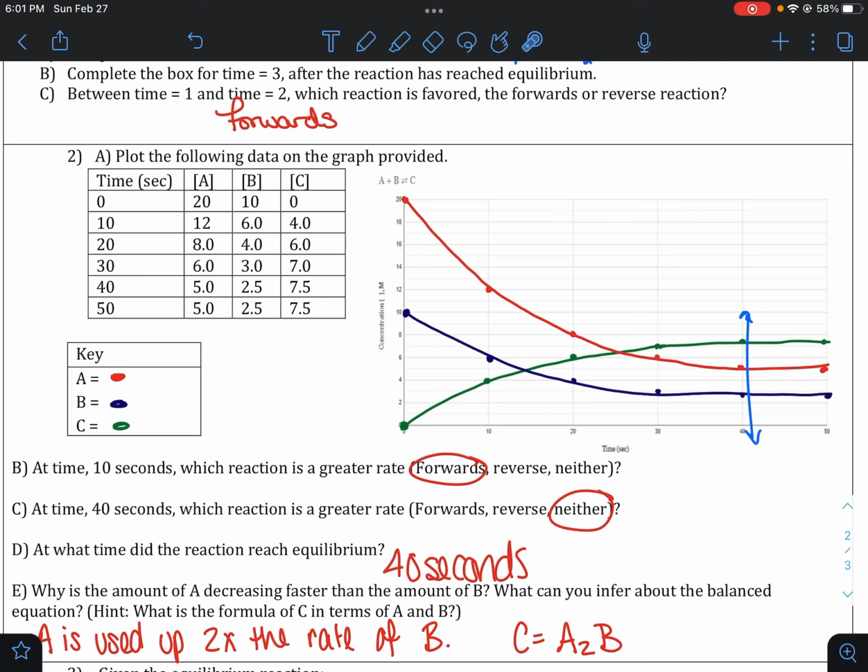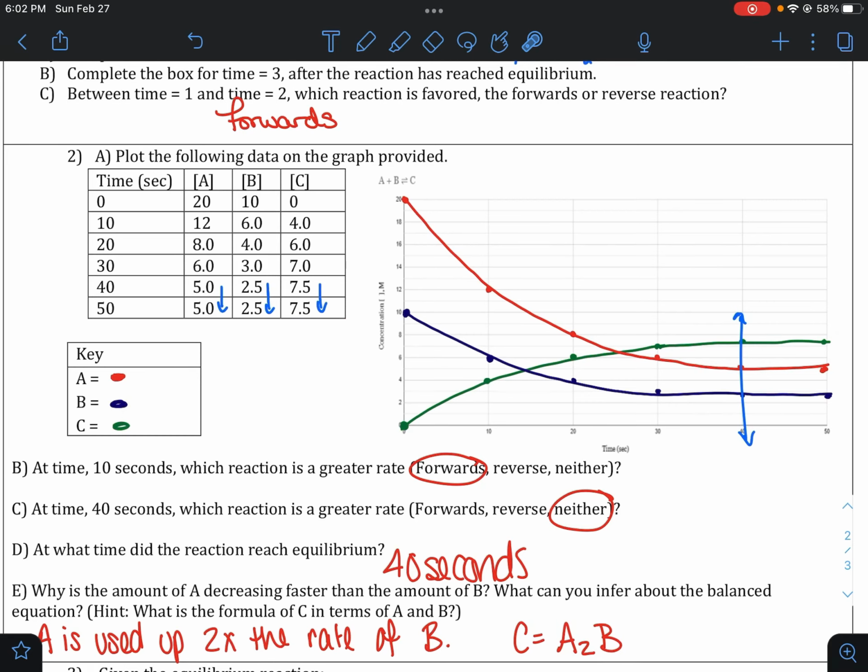The data that we have is that at 40 seconds and beyond, the concentration stays the same. So you can only make the assumption of what you're given. Okay, so equilibrium happens at 40 seconds. Why? Because at 40 seconds, we have the concentration, and it does not change after 40 seconds.